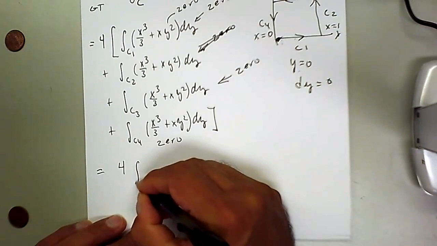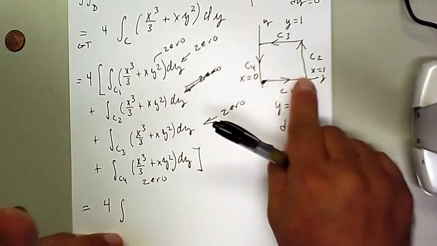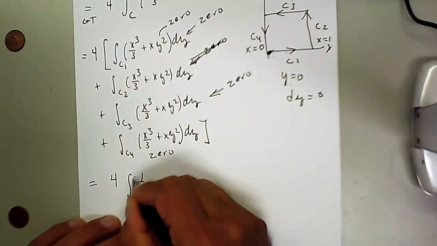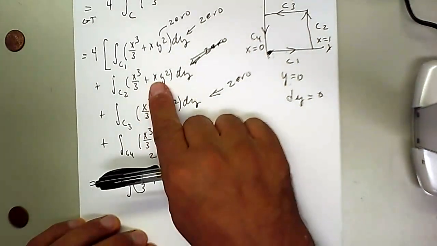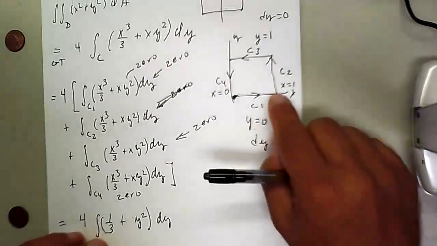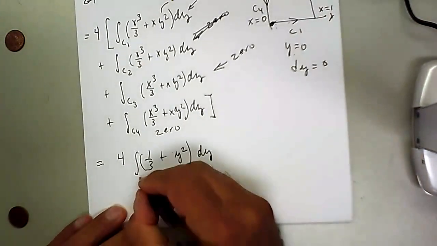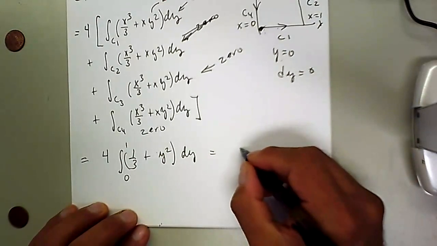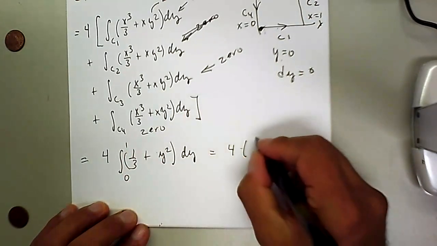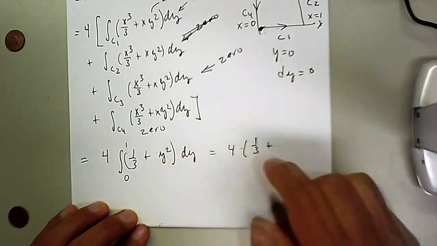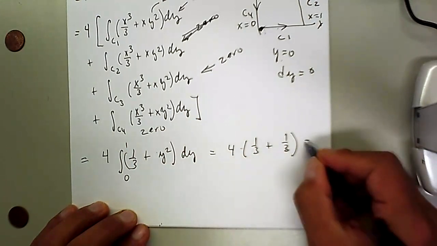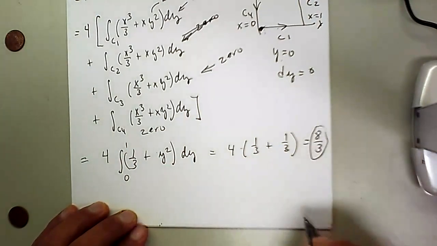All right. So x is 1 here. So that means we have 1/3 plus x is 1. So we have y squared dy as y goes from 0 to 1. So that is 4. 1/3 y from 0 to 1 is 1/3 plus y cubed over 3, 1/3. So that is 2/3 times 4 is 8/3. So either way, we end up with the same answer as we did before.